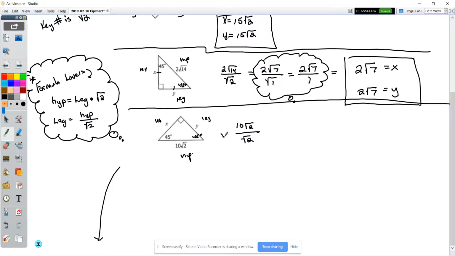And so this is a nice easy one here because the square roots of 2 would easily cancel. That would be easily recognizable. And so you end up with 10 over 1, which is just 10. So x and y both equal 10.